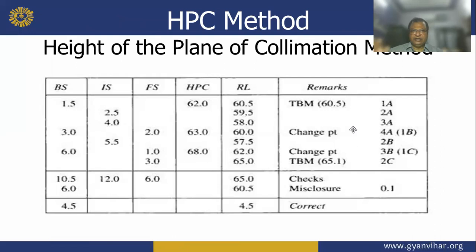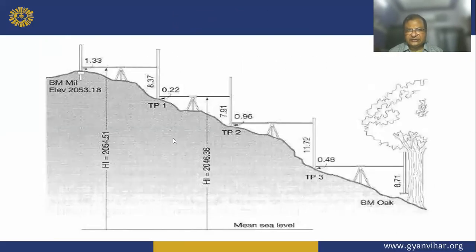Now the HPC method is second. Backsight, foresight, and intermediate sight, HPC, RL, and remarks. This is the HPC method. In both methods, you can adopt it for the survey in horizontal or in case of vertical. Here, it is a picture of the vertical.